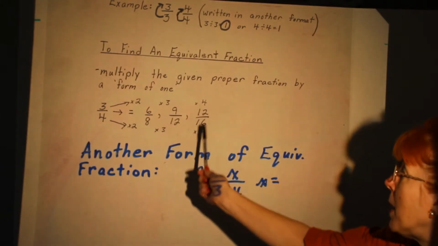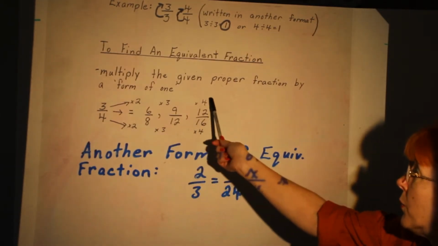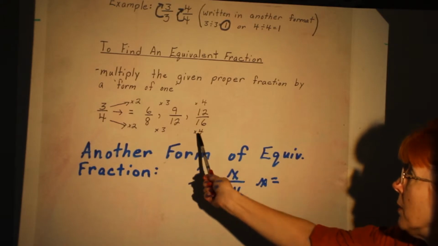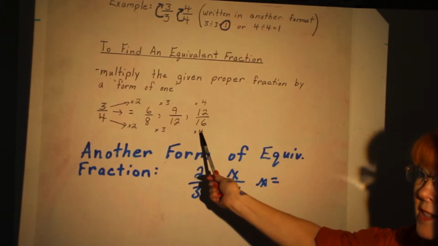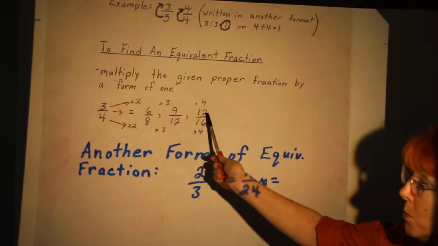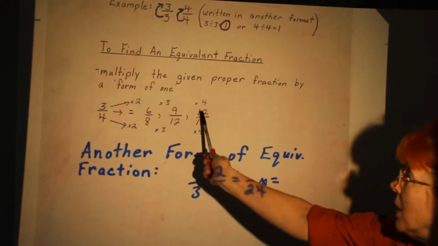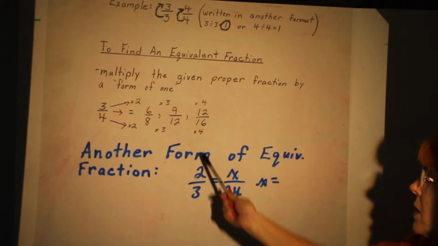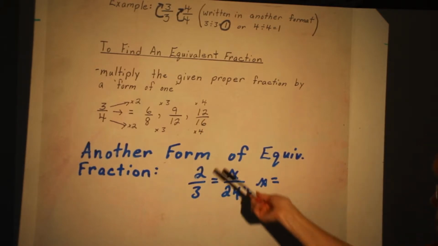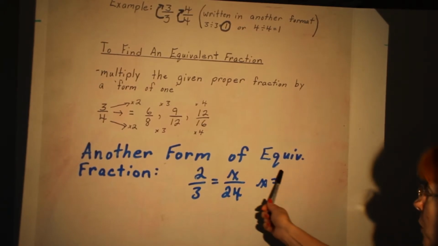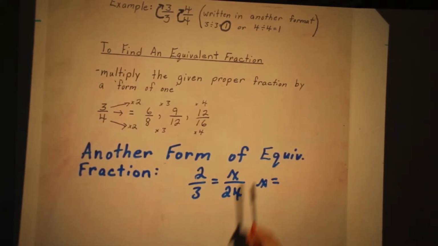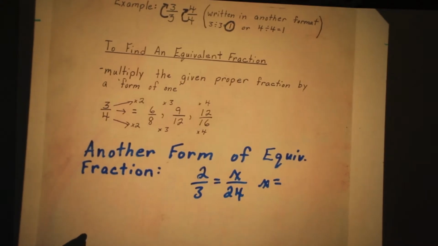If I multiply by another form of 1, 4 over 4, so 4 is my denominator, multiply it by 4, I get 16. If I've done that to the denominator, I have to do it to the numerator. So 4 times 3 is 12, so you get 12/16. Another form of equivalent fraction, and this is a format that we're going to be using fairly heavily in another unit, but we're going to start by taking a look at that here.